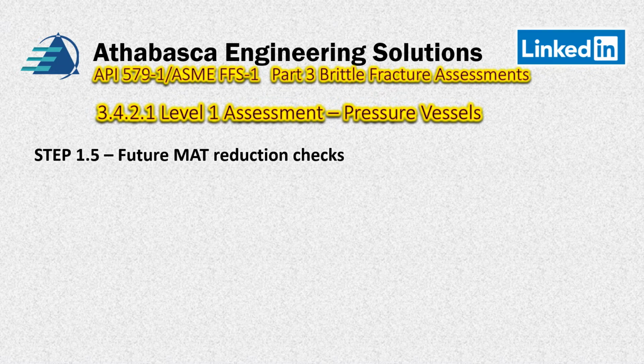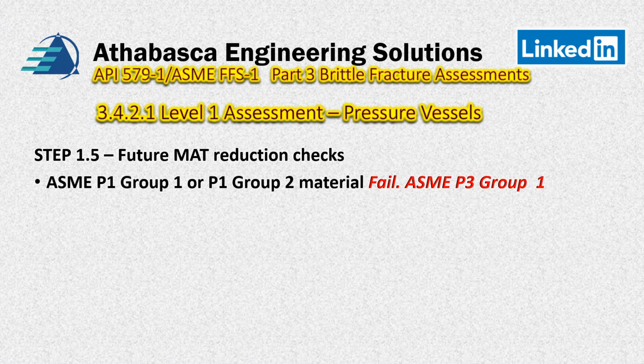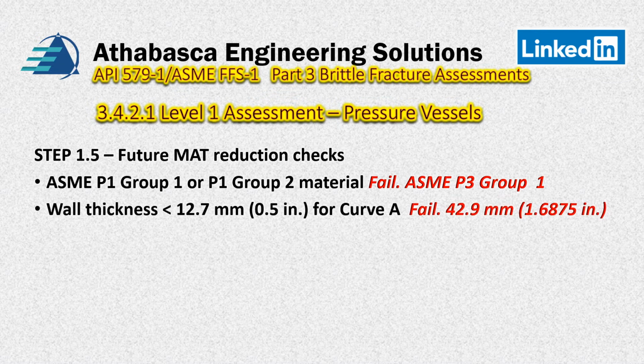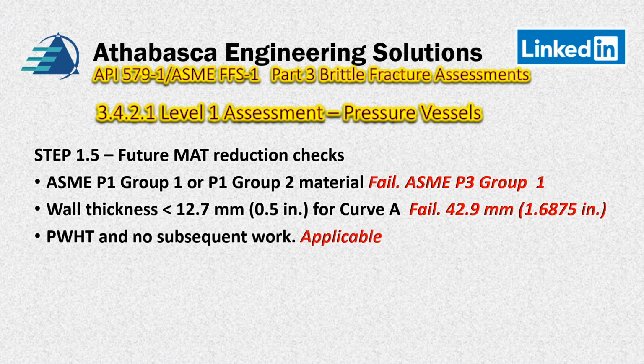Now we try to take advantage of the future MAT reduction checks to see whether we can reduce it, because it's not low enough yet. The first check is whether we have a P1 Group 1 or P1 Group 2 material, and that's a fail because we have an ASME P3 Group 1 material. The wall thickness has to be less than half an inch, and we've got 42.9 millimeters or 1.6875 inches. For post-weld heat treatment and no subsequent work, the only one that passes is the applicable. So at the end of the day, we have to conclude that we're going to be doing a level 2.